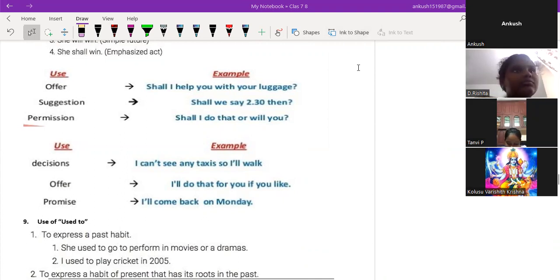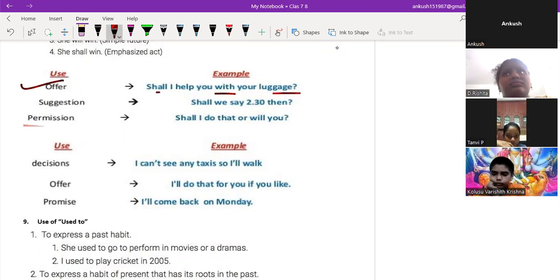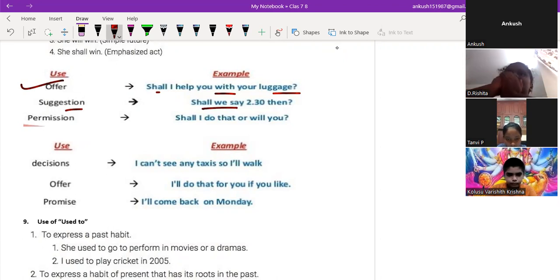Now let us see their usage. Offer, if you want to offer something, so shall I help you with your luggage? This is an offer where one person is asking another. Suggestion, shall we say 2:30 then, in the sense if any meeting is to be conducted, shall we say it at 12:30 p.m.? Permission, shall I do that or will you do? Shall I do that or will you? Sorry.